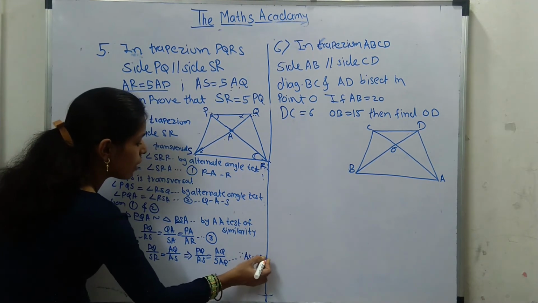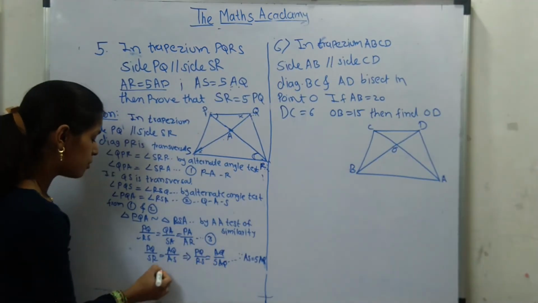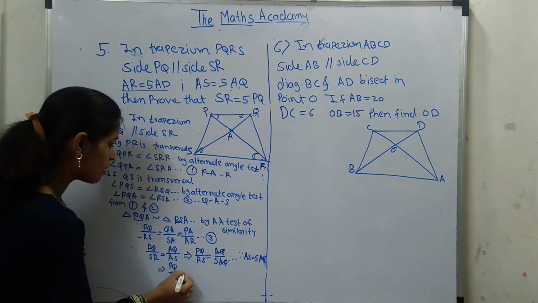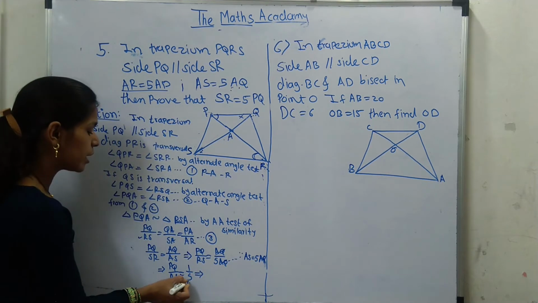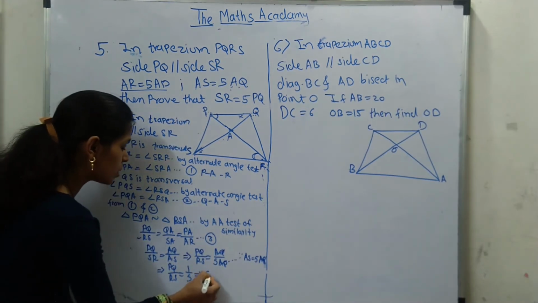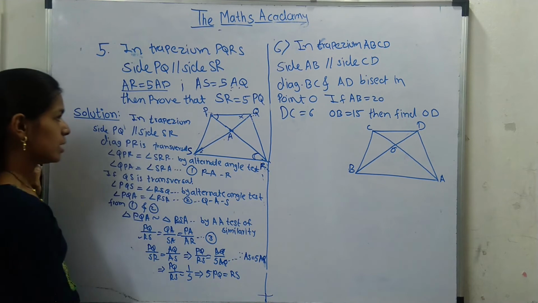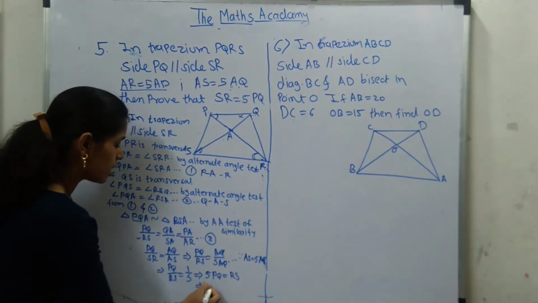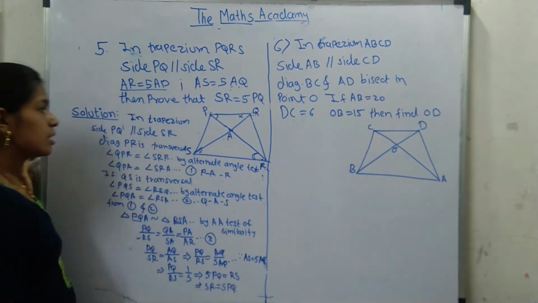AS is equal to 5 times of AQ. Therefore, this AQ gets cancelled. We will get here PQ upon RS is equal to 1 upon 5, and by cross multiplication you will get that 5 times of PQ is equal to 1 time of RS, that is RS only. That is SR is equal to 5 times of PQ, and hence the result.